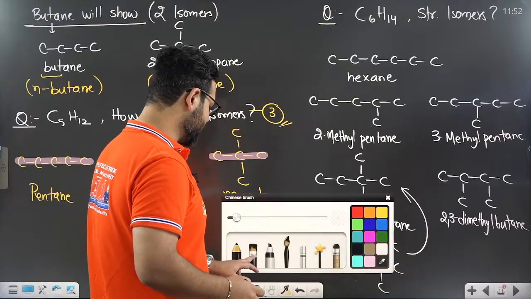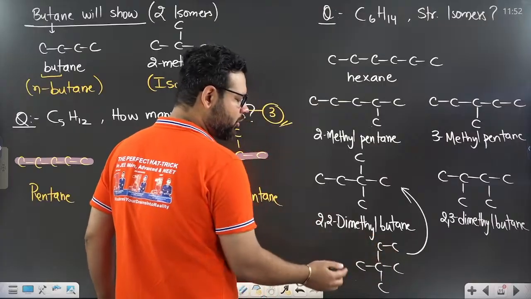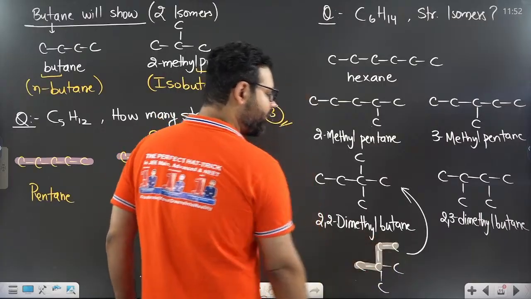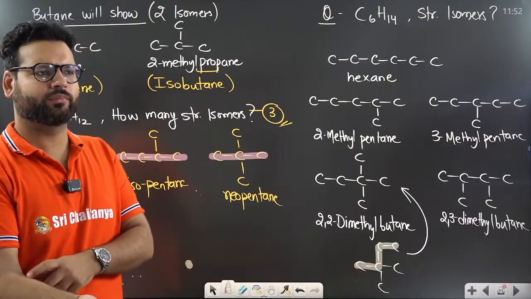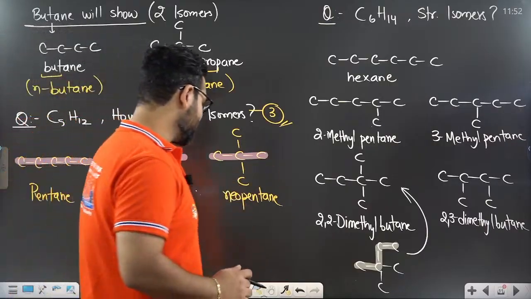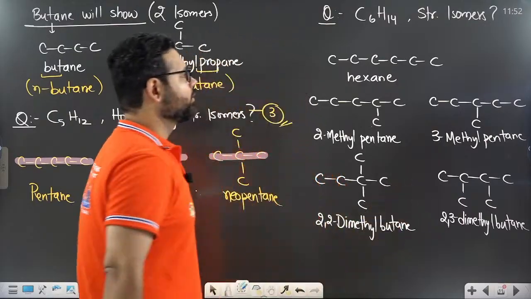If you draw something like this, do not call it 2-ethyl, 2-methyl propane. It's not that. It is actually now a 4-membered ring. So it is 2,2-dimethyl butane only. Okay. So the answer is, these are the 5 possibilities we have. So the answer is 5.